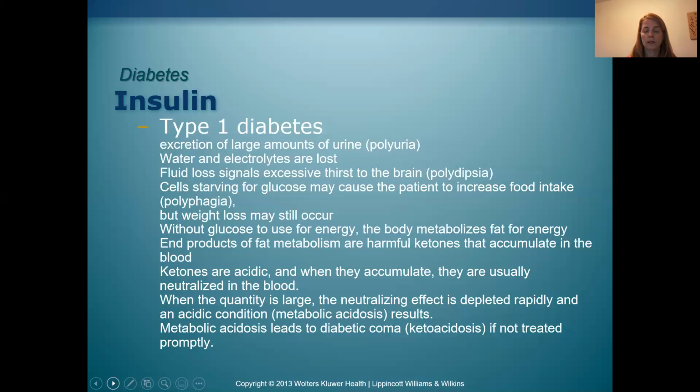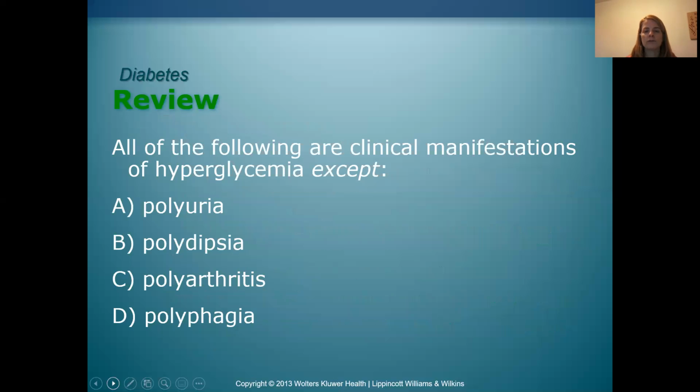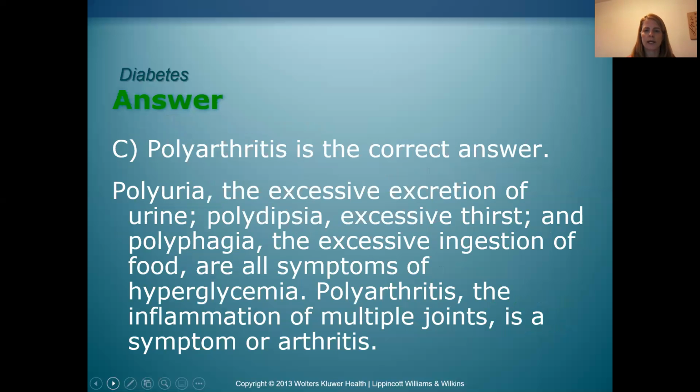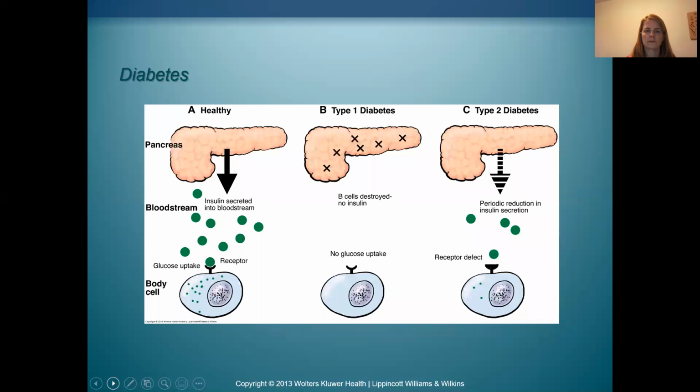There's not enough insulin to be able to take the blood glucose into the cells. So an inadequate amount of insulin, or in some cases, no insulin. All of the following are clinical manifestations of hyperglycemia, except: we already said that there was more urine, more thirst, more eating, so polyarthritis.